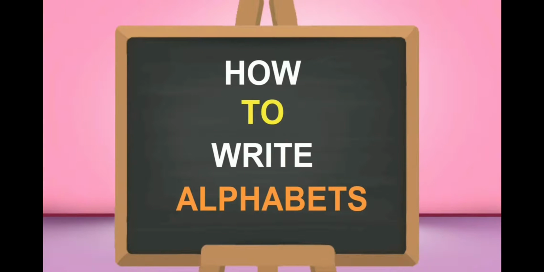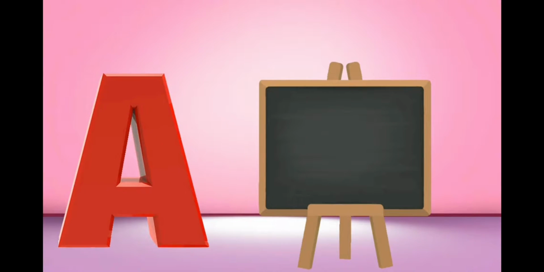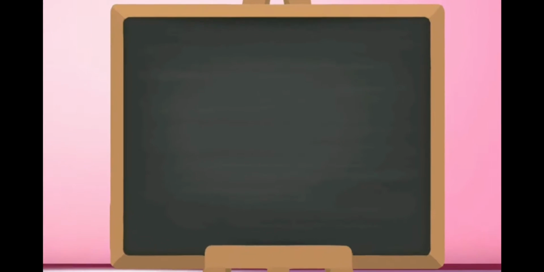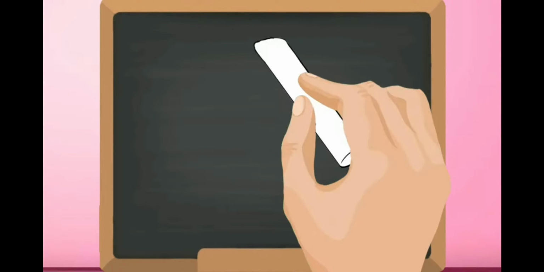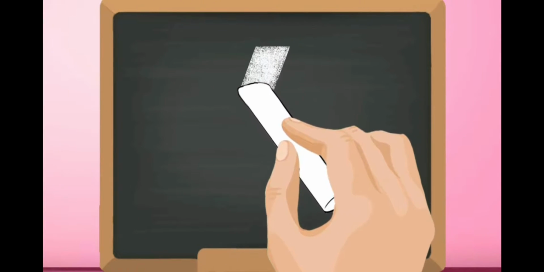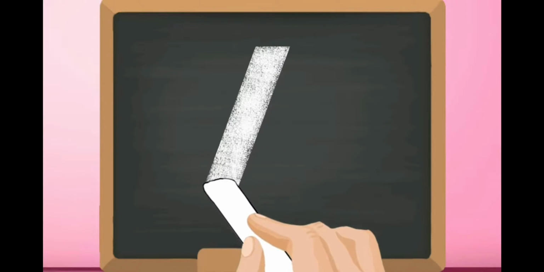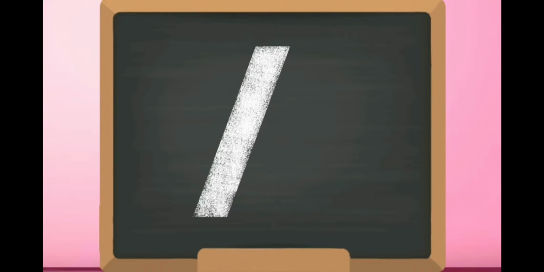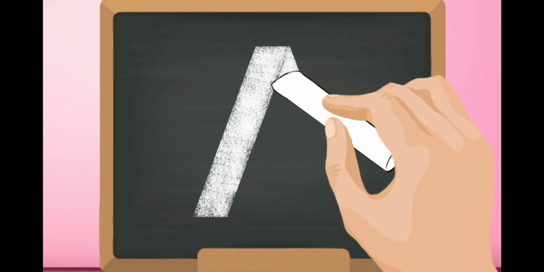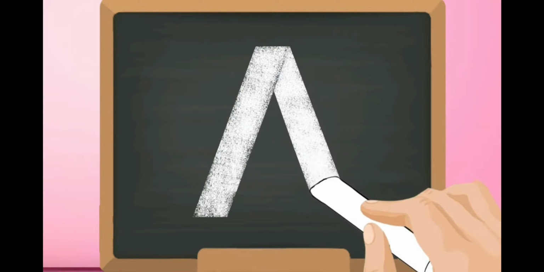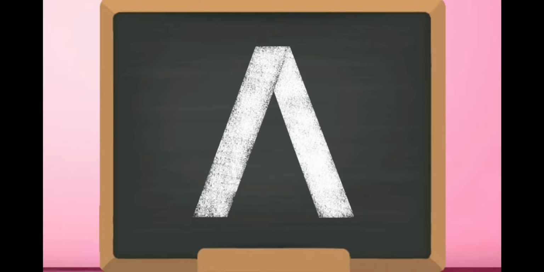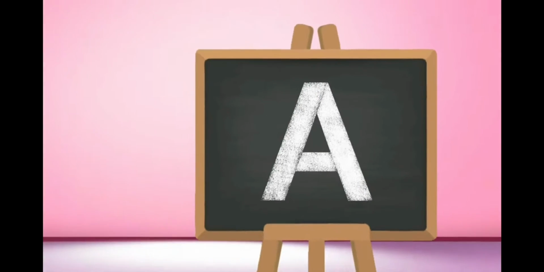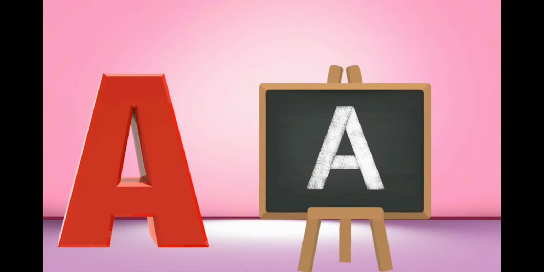Write alphabets. A. Capital A. Start from the top and draw a slanting line downwards. Go to the top and draw another slanting line down to the opposite side. Now go a little below the middle and draw a slipping line, the cross. Capital A.